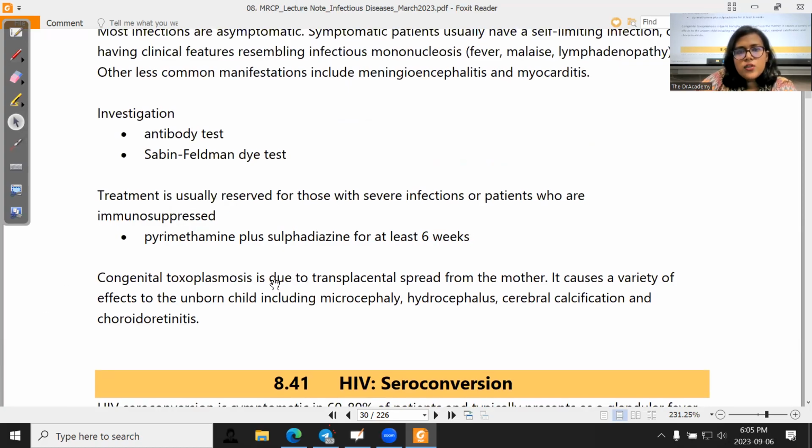Congenital toxoplasmosis is due to transplacental spread from the mother. It causes a variety of effects to the unborn child, including microcephaly, hydrocephalus, cerebral calcification, and chorioretinitis. Okay, so the complications of congenital toxoplasmosis are mostly CNS complications: microcephaly, hydrocephalus, cerebral calcification, and chorioretinitis. Treatment is pyrimethamine and sulfadiazine for 6 weeks. The test is an antibody test, like the ELISA test or the Sabin dye test. The Sabin dye test is not used nowadays, the antibody test is used more.